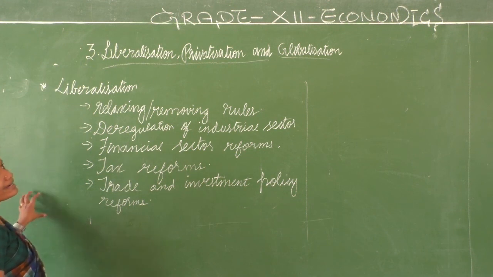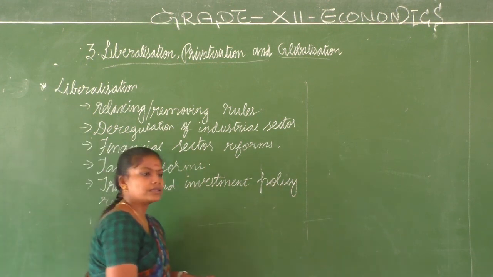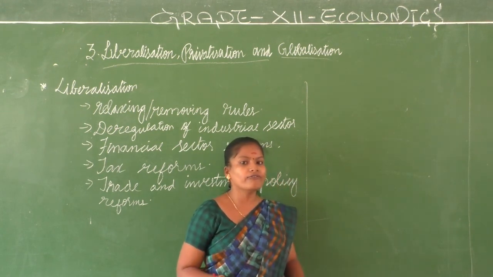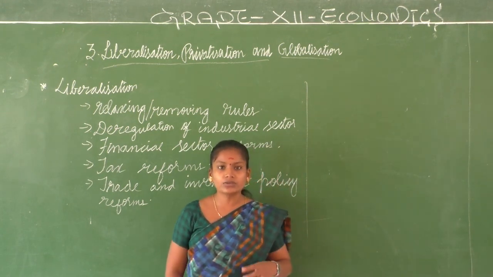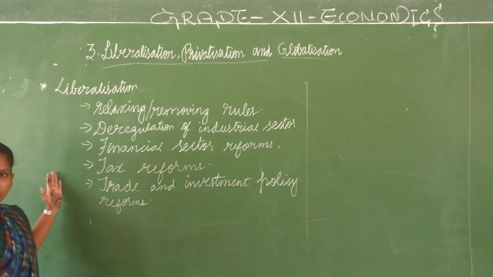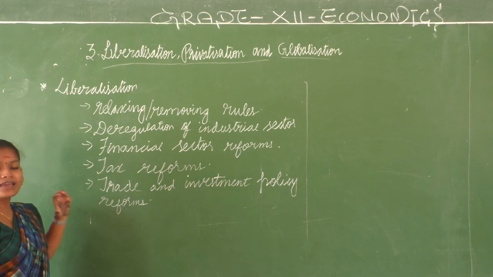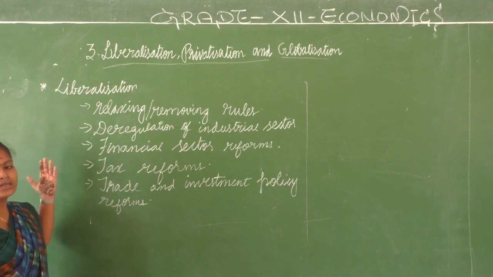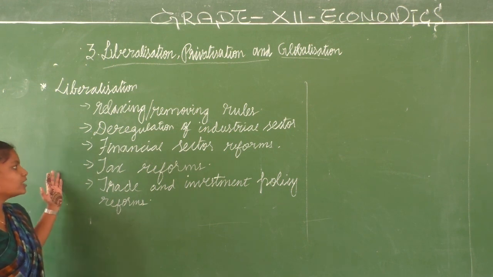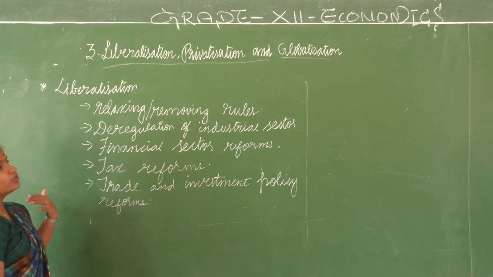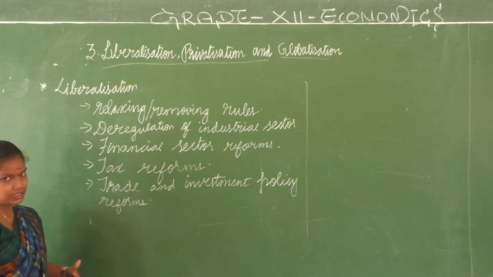how it helped in the industrial sector. In liberalization we saw that it is relaxing and removing the unwanted and difficult rules. Through the deregulation of the industrial sector, conditions like having to get permission for everything and the licensing system were all abolished and removed. So this motivated the investors to engage themselves in the industrial sector.